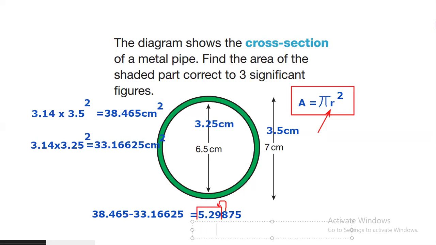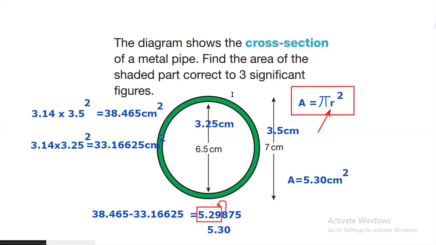So we have a 0 here and the 1 here because it becomes 10. 1 plus 2 is going to be 3, like this. So we have 10, and 1 plus 2 is 3. And here we have a decimal point and a 5. So the final answer is 5.30. The area of the shaded part equals 5.30 centimeters squared. Because it's an area, we have to end up with centimeters squared.